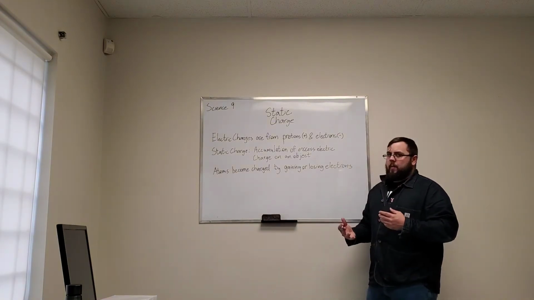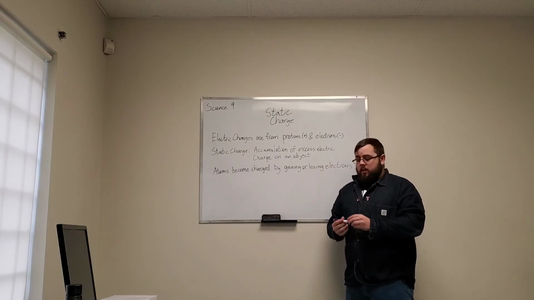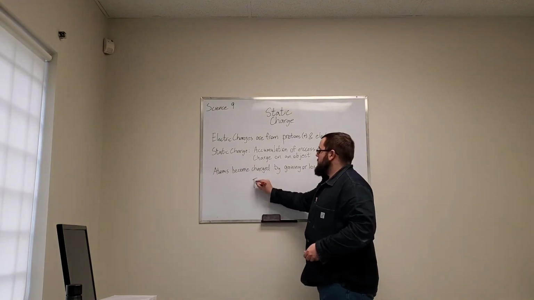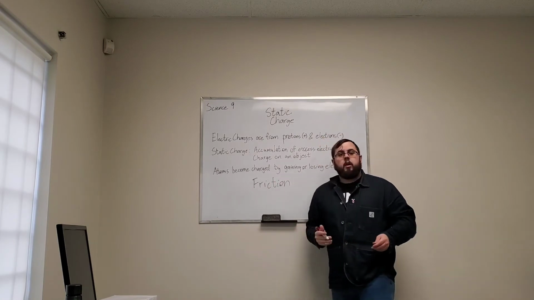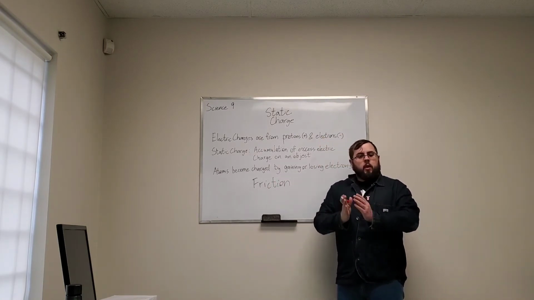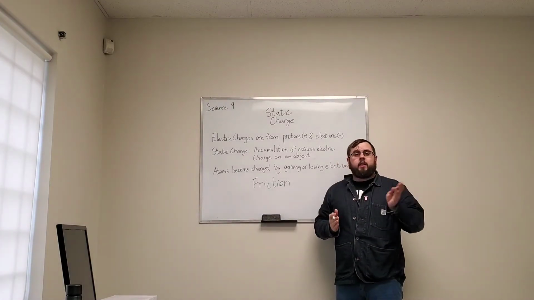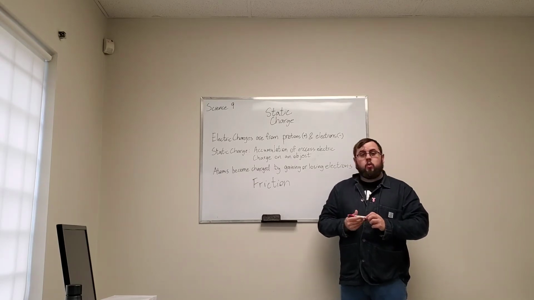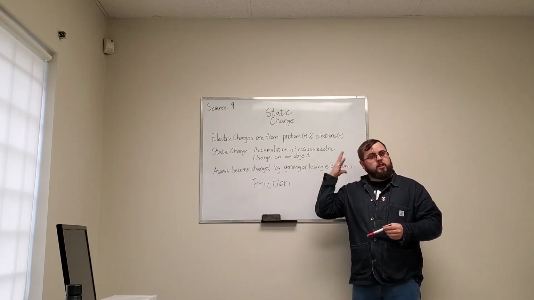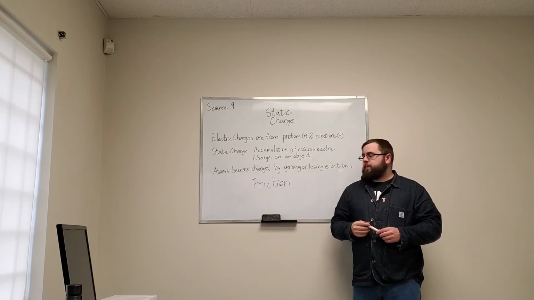Now, how does this happen? How do electrons go from atom to atom? Well, this is generally done by friction. Friction is the act of rubbing two things together, or having two things touching, and allowing the electrons to move across. This is very common when you are, say, rubbing a balloon against your head. You are causing friction and charging the balloon and the hair on your head.